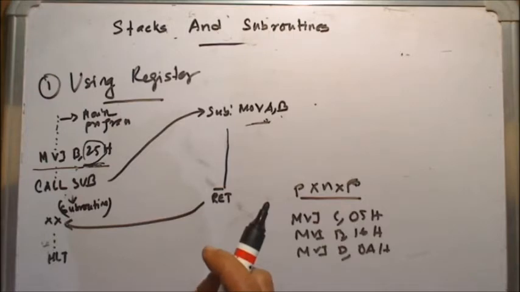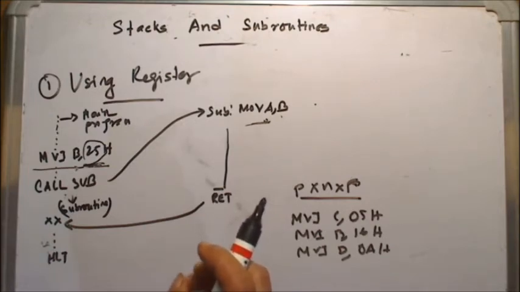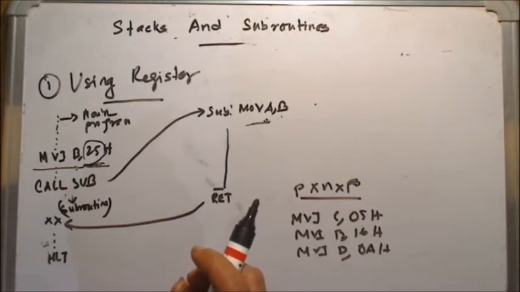This limitation can be overcome by using memory. You have 64 kilobytes of memory, so you can pass parameters as you want. So let us now learn how to pass the parameters using memory.